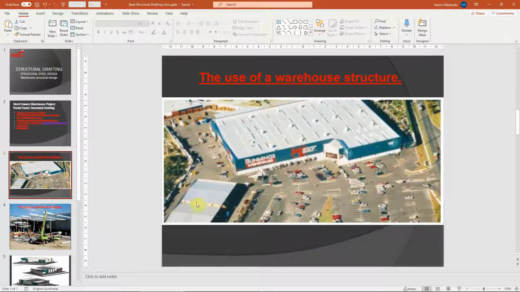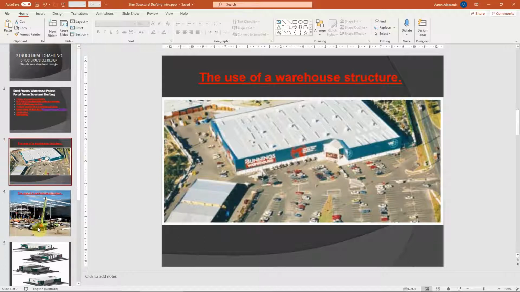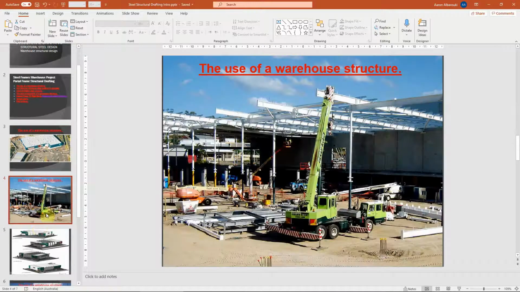Simply, the main feature of a warehouse structure is its large width compared to its height. It's the opposite of high-rise buildings. These types of structures range from commercial, industrial, and sometimes residential, though very minor use for residential. The main use for these structures is commercial and industrial. You've seen them a lot around.